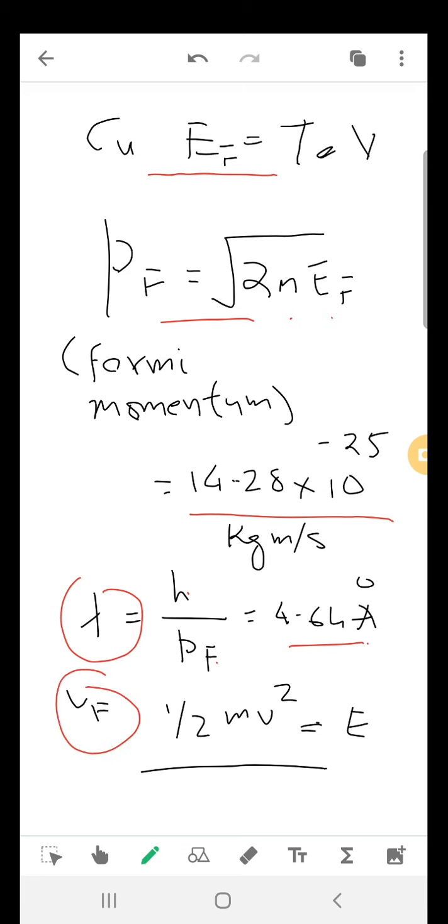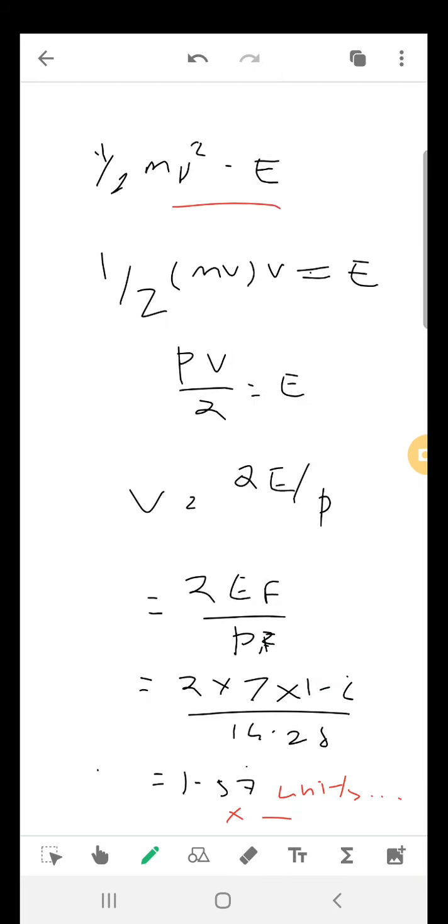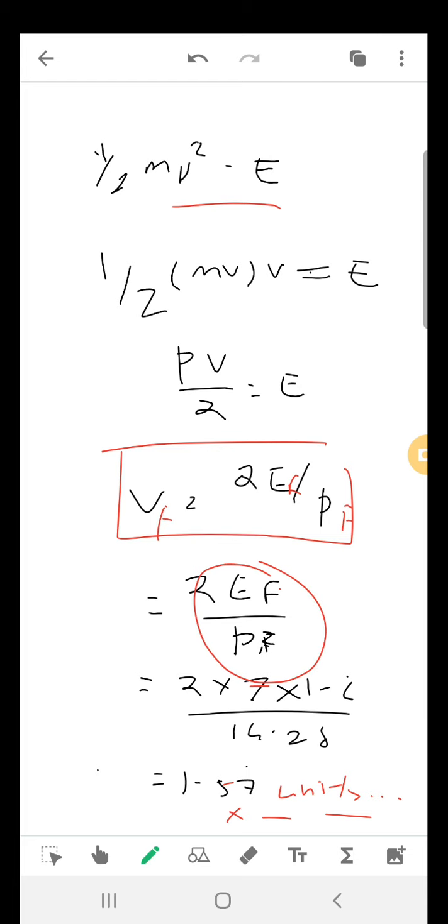Now we need to find out the Fermi velocity. So by a simple relationship, that is half m v square is equal to E, we get the velocity relation as square root of 2E by m. The same will be the case for Vf is equal to 2Ef by 2pf. So just putting the values of the already obtained values, that is 7 electron volts for Ef and 14.28 for pf, we get the Fermi velocity as 1.57. I have not considered the units here, so this is the numerical value that is obtained. This is the main relationship.